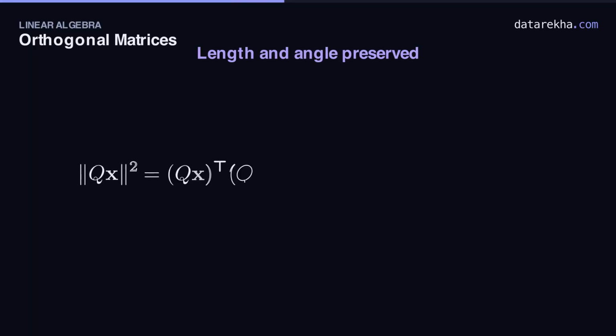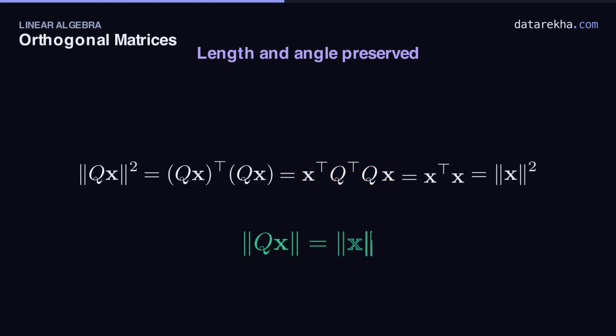Here is the promise the hook made, now proved. Take any vector x and hit it with Q. Its length squared is Qx, transposed, times Qx. Slide the transpose inside. That gives x transpose Q transpose Q times x. But Q transpose Q is the identity. It quietly vanishes, leaving x transpose x, the length of x squared. So the length of Qx equals the length of x, always.